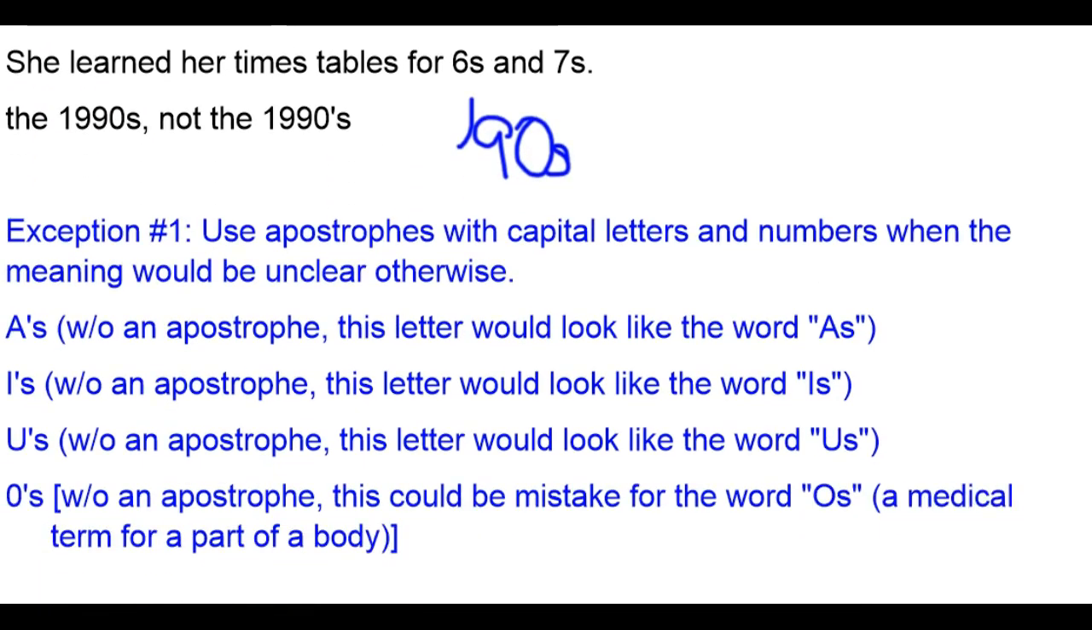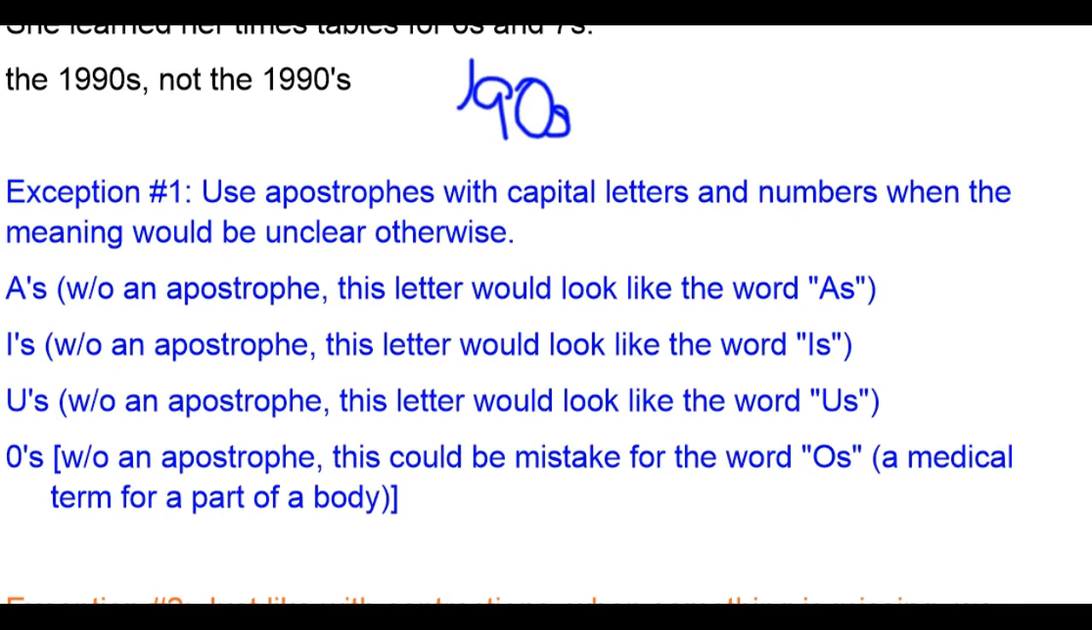And then the other things that I want you to write down are these letters: A's, I's, U's, and zeros, okay? We have to include an apostrophe here because if we don't, those are going to look like as, is, us, or os. So all these things, because these four can cause confusion if you don't have an apostrophe, we have to add an apostrophe to them, okay?